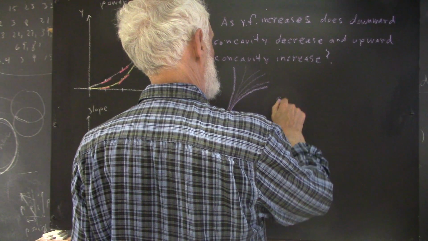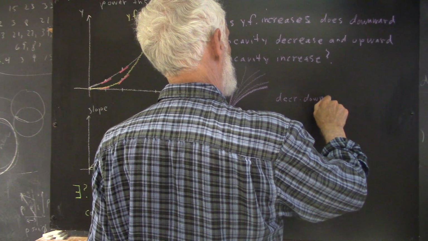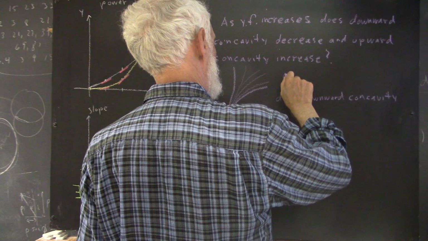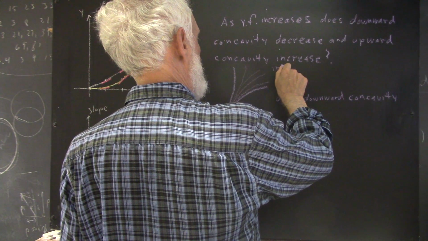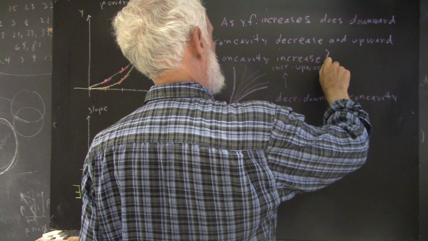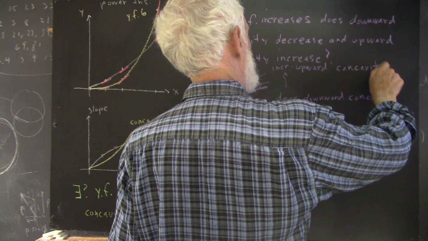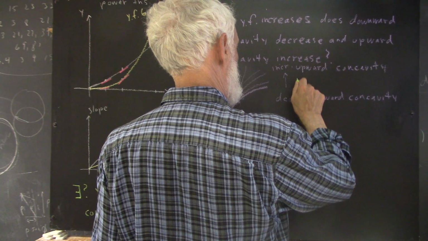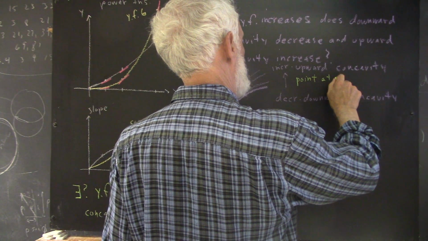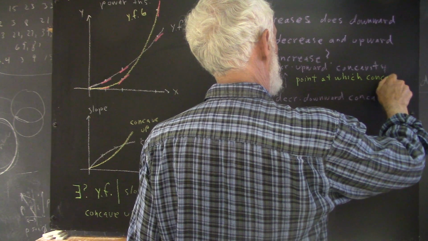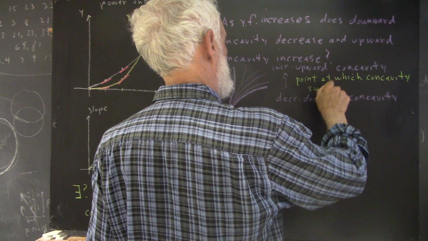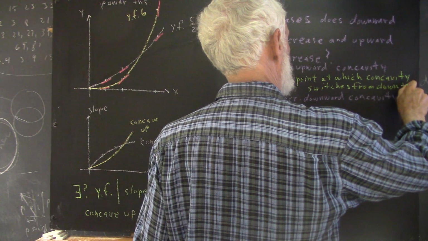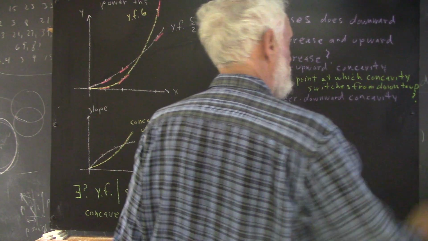So do we have this sort of thing? And if so, is there a point at which concavity switches from downward, I only have room to write down, to up? Don't even have room for my question mark, okay?